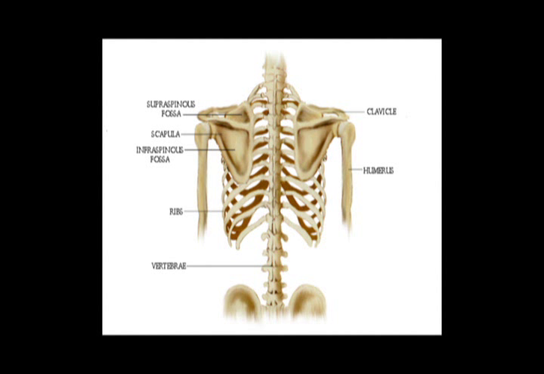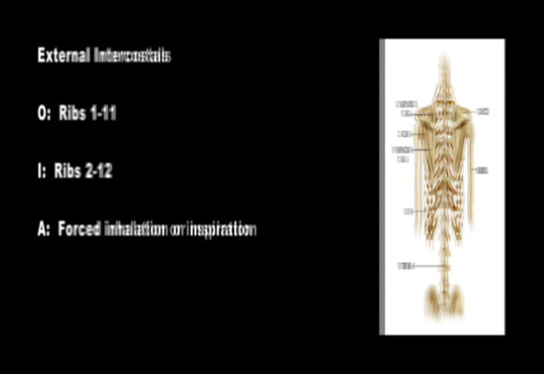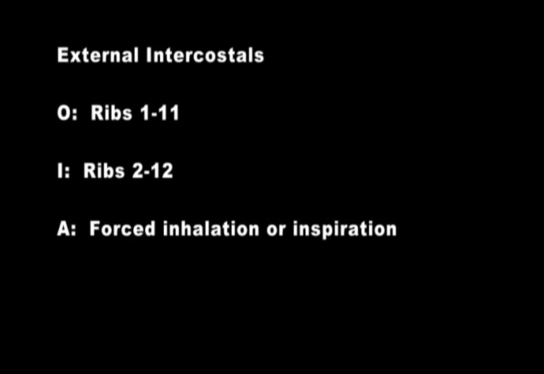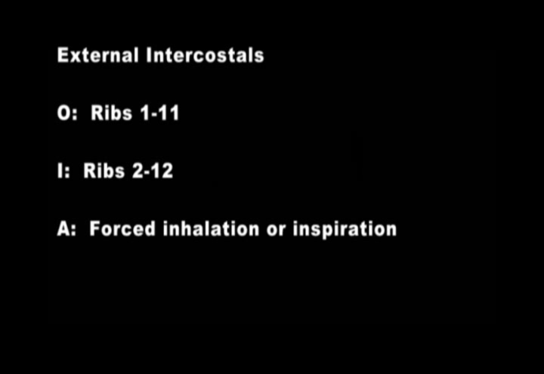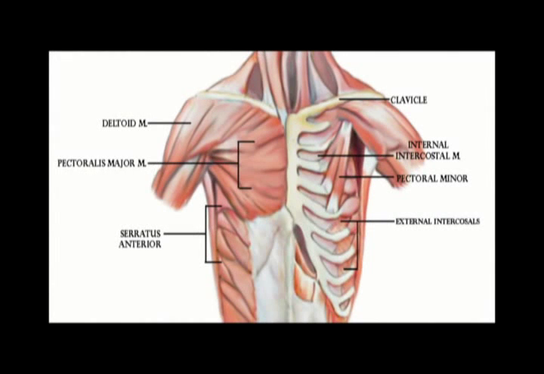Now let's take a look at the joints of the rib cage. So coming from the posterior aspect, where the ribs come into the vertebrae, and each rib comes in between two vertebrae. So external intercostals originate from ribs 1 through 11 and insert on ribs 2 through 12. And their action is inspiration or inhalation. And one more time. External intercostals originate from ribs 1 through 11 and insert on ribs 2 through 12.